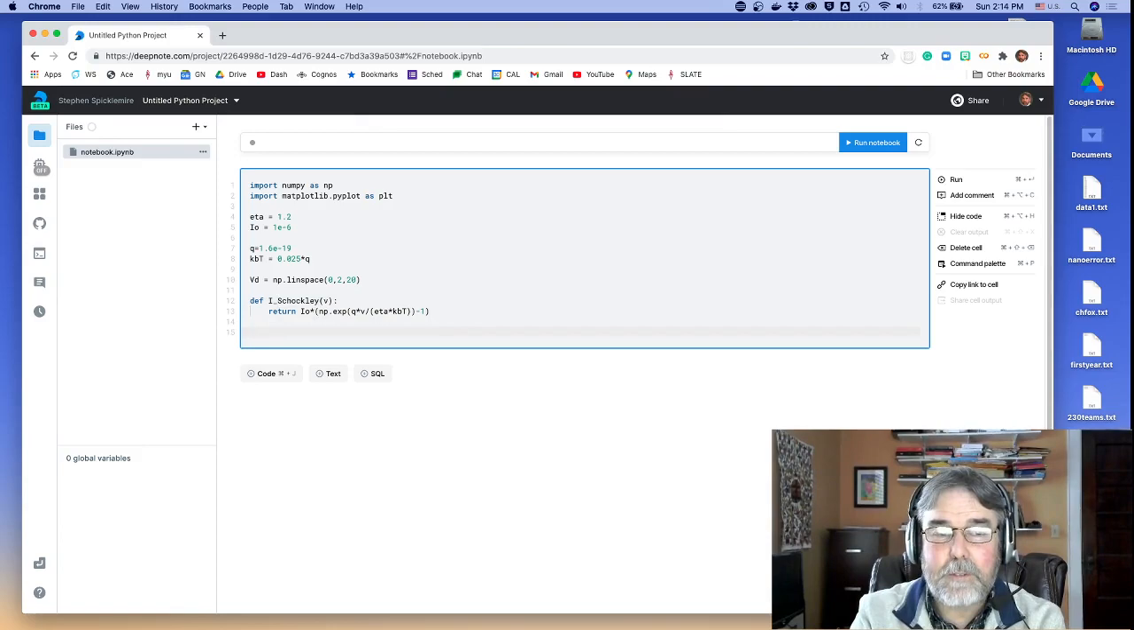Now let's just check if I want to plot this and see if it looks reasonable. So what if I say plt.plot, I'll use VD, and then Shockley of VD, and let's use blue dots. It's going to take a second to start up the hardware.